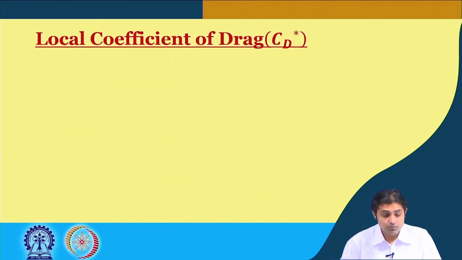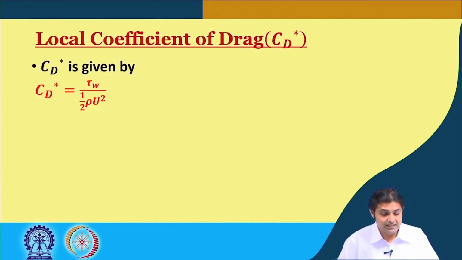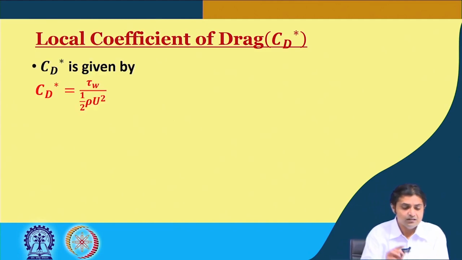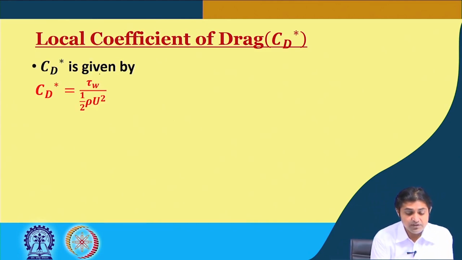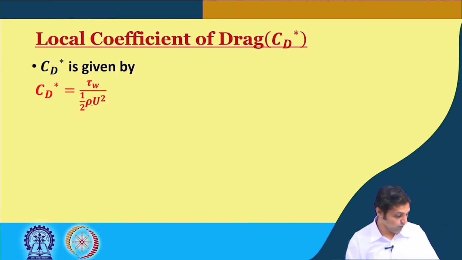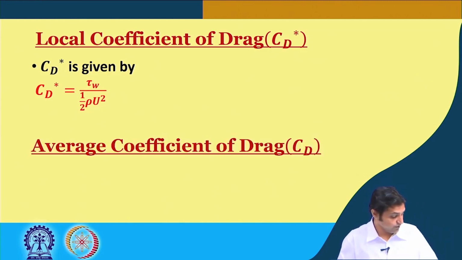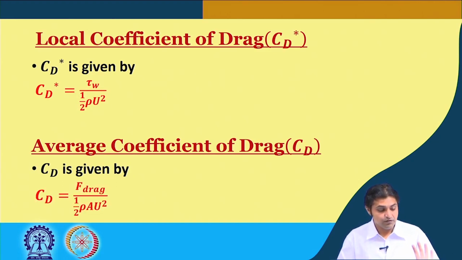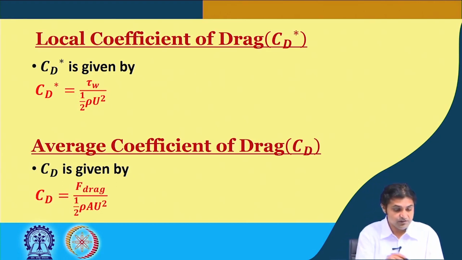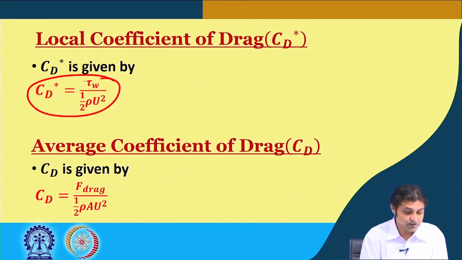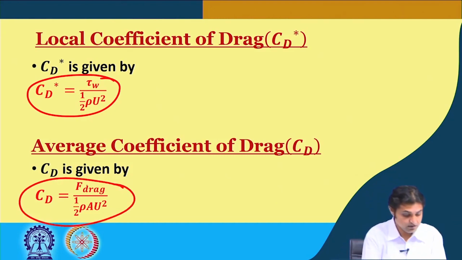There is a term called local coefficient of drag, CD star. So, CD star is given by the ratio of tau w, the shear stress near the wall, divided by half rho U square. Average coefficient of drag CD is given by drag force divided by half rho A U square. So, this is the ratio of the shear stresses sort of, and this is the ratio of forces.